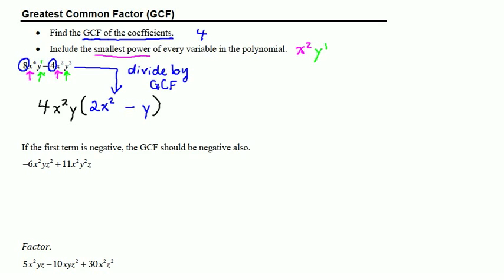Instead of dividing, it also works to think of it as pulling 4x squared y out of each of these terms. So think of it as if I started with 4 factors of x and I took out 2 factors of x, I would have 2 factors of x remaining. Similarly, over here on this last term, if I started with 2 factors of y and I took out 1 factor of y, then I would have 1 factor of y remaining. So this would be my factored form, and I can always check my answers to these by multiplying.